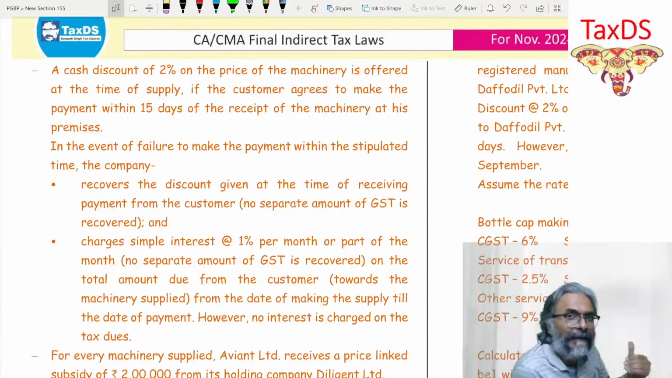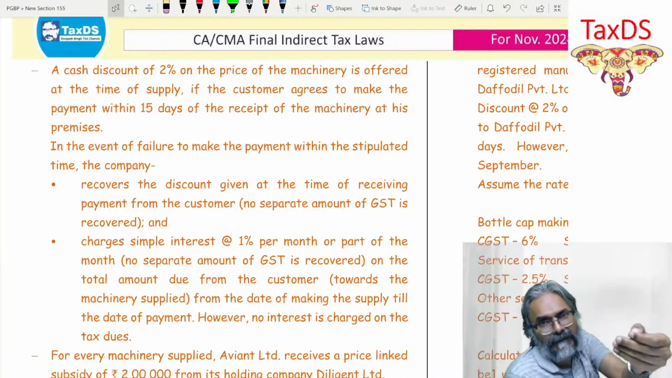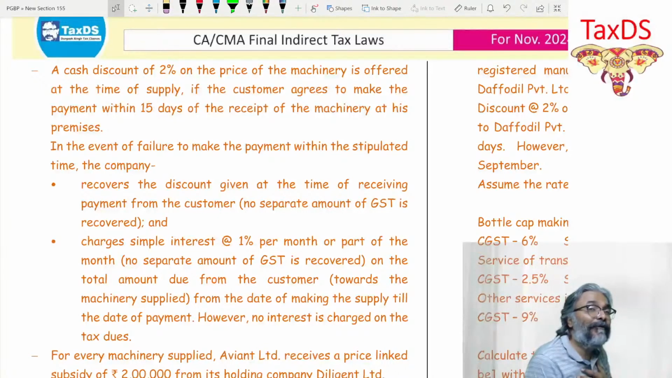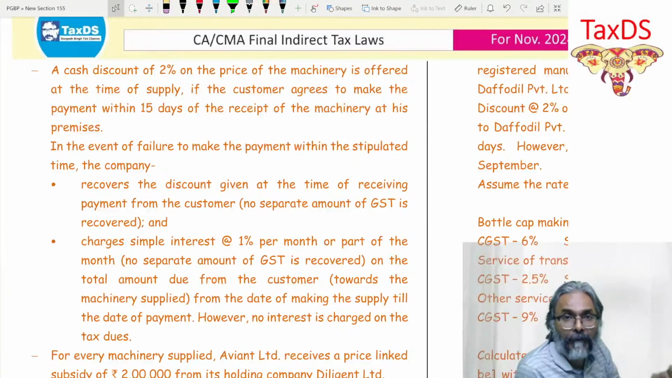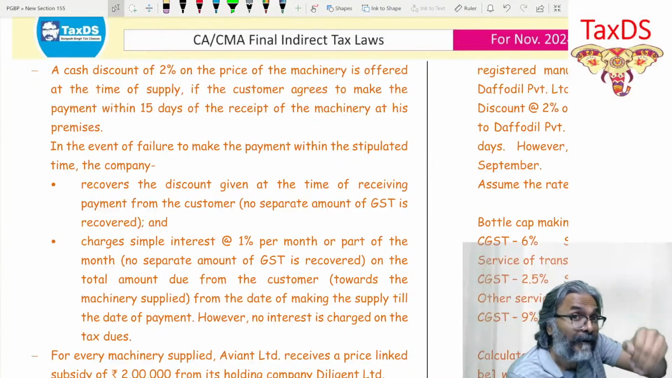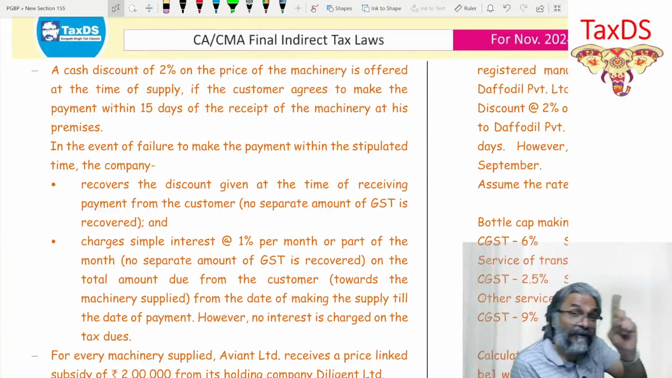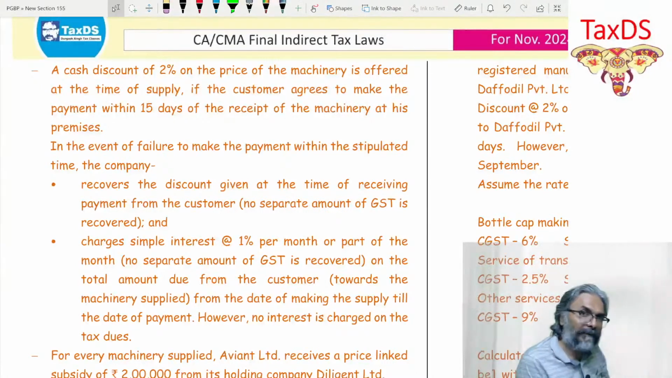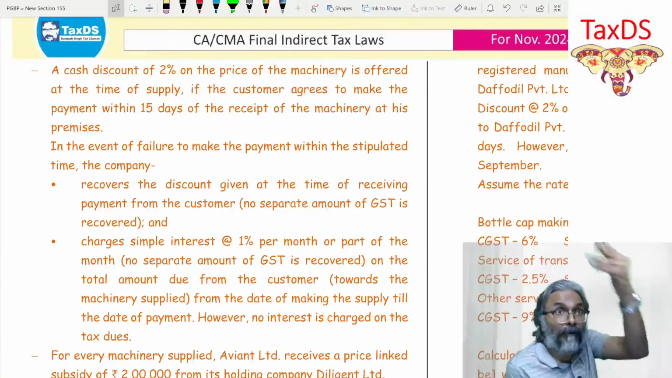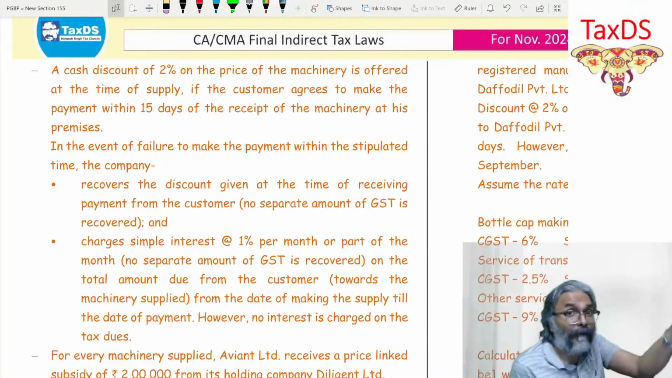So see, here it is like this: I'm giving you cash, and I'm asking you, will you make the payment within 15 days? You say yes. So on the basis of your assurance, I'm giving you, at the time of supply, a discount of 2%. And the same is recorded or shown in my invoice, just on the basis of your assurance. Now, whether you will pay or not, only the future will tell. But at the time of supply, I've given you that 2% discount.